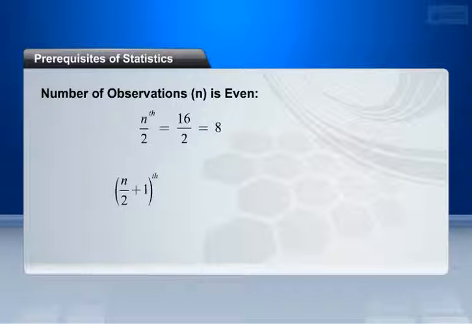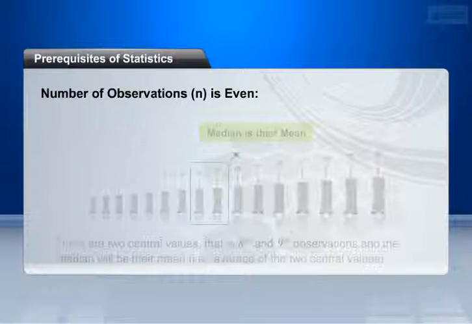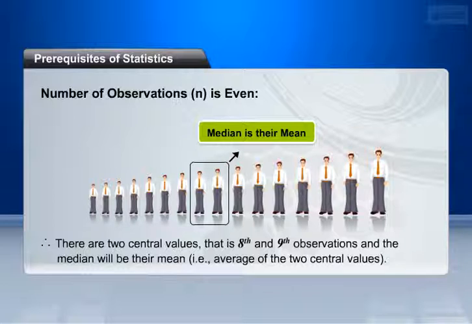And n by 2 plus 1 equals 16 by 2 plus 1. This is equal to 8 plus 1. This is equal to 9. Therefore, we have two central values, those are 8th and 9th observations. And the median will be their mean, that is, average of the two central values. That is, 8 plus 9 by 2. This is equal to 17 by 2. This is equal to 8.5. Therefore the median is 8.5.